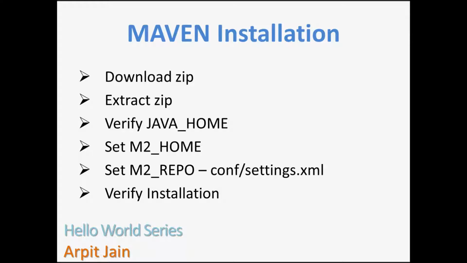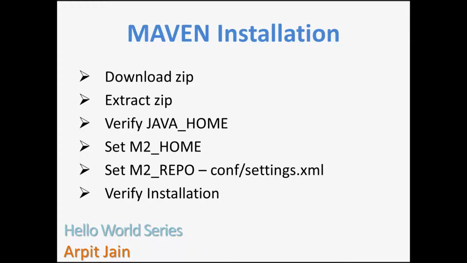And you have to make sure that you have correct Java home setup. For example, if you're using Maven 3.3.9, then your Java home should point to Java 1.7 or above. After that, you have to set Maven home, which is called M2_HOME. And Maven uses default repository as your user ID, and then inside that .m2.